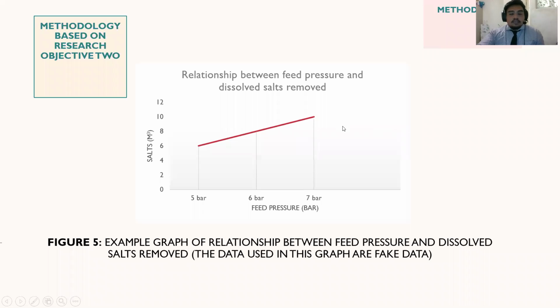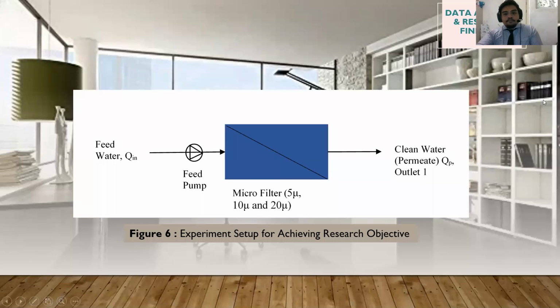Next, here I got a graph indicating the expected outcome or expected results from the experiment. This graph is the relationship between feed pressure and dissolved salts removed, or the TDS removed. From this graph, it is found that as pressure is increasing, the amount of salts that is removed is also increasing. Next, data analysis and research findings.